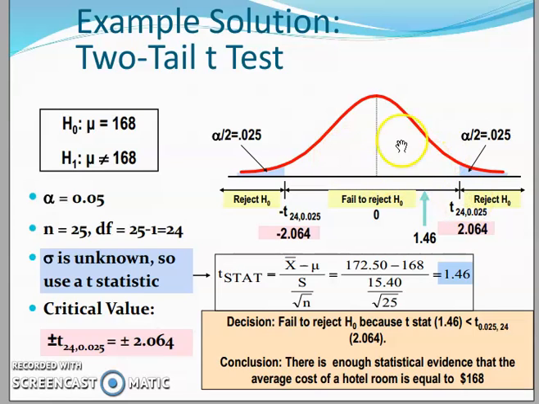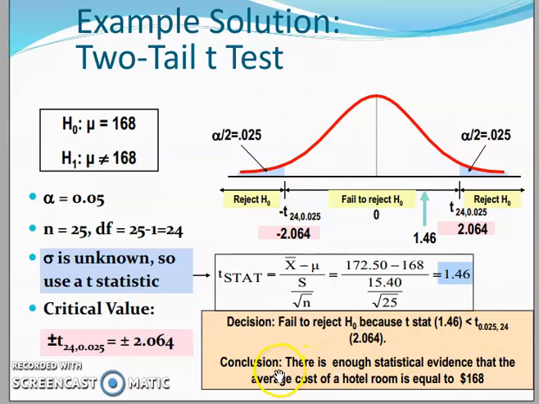Since it's symmetric and the middle is 0, the left side is going to be the negative value, so here is negative 2.064, and the blue shaded area is the rejection region. Here is alpha over 2, here is alpha over 2. So we have 2.064 and negative 2.064, and we look at the test statistic, which is 1.46. So 1.46 falls in the acceptance region, so we do not reject H null, or fail to reject H null. That is the decision, because the t-stat is less than the critical value.